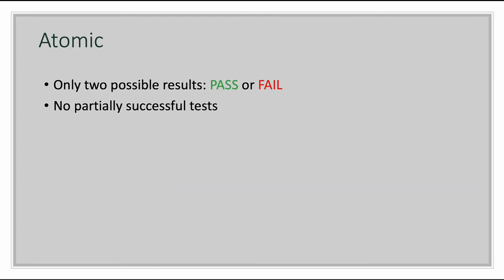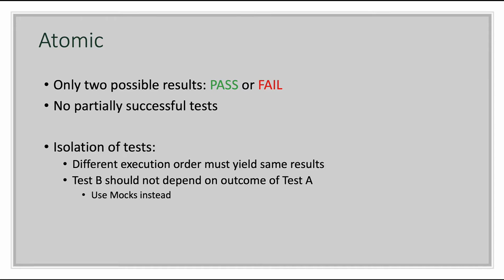Atomic. Your test should only result in pass or fail. There is no chance of partially successful tests. Tests should never depend on each other. If your tests have to be run in a specific order, then you need to change your test. For example, test B should not depend on the results of test A. Instead, you should make proper use of the setup and teardown features of your unit testing framework to ensure each test is ready to run individually.